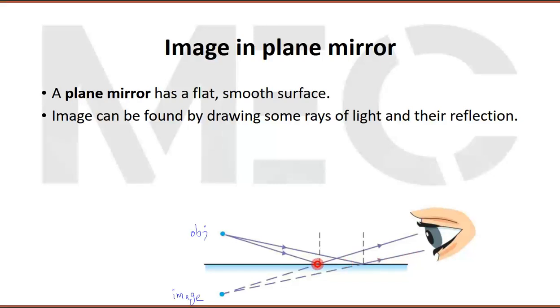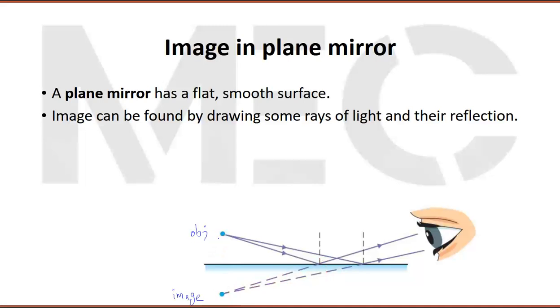So we can see clearly that these rays are diverging and the reflected ones are also diverging. So if we continue them, the continued lines will be diverging. So they will diverge to a point like this. This is the image of this object. We can draw some other lines, of course.